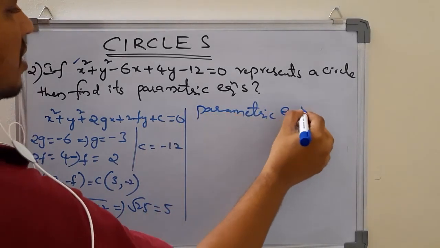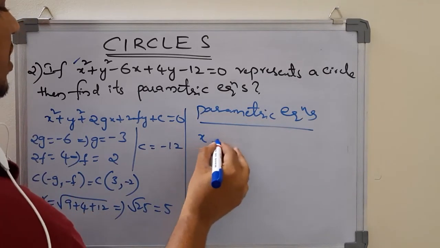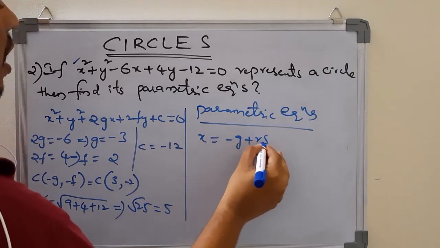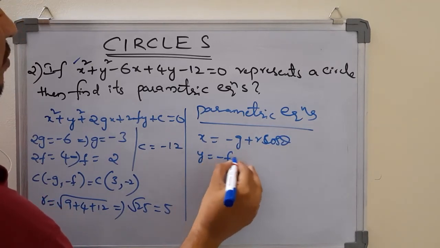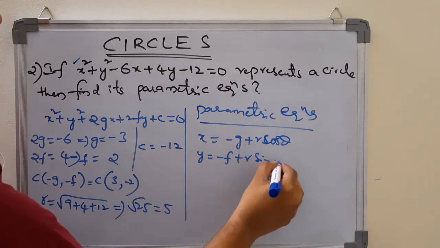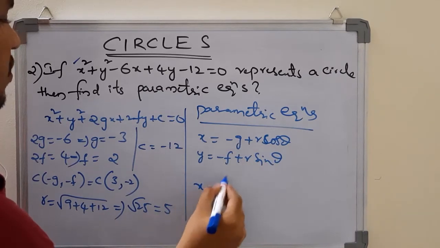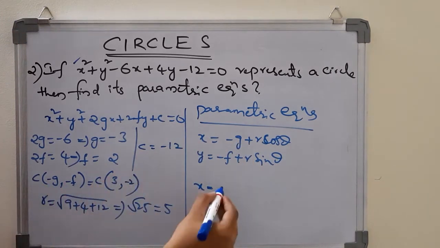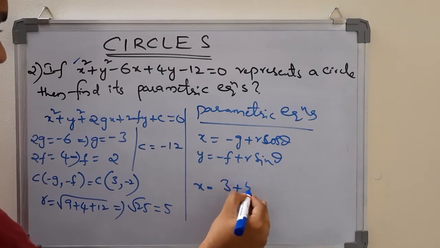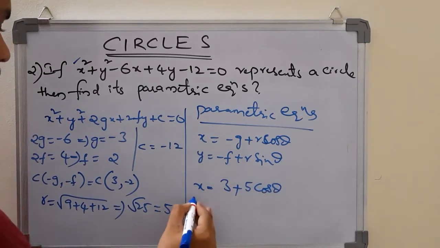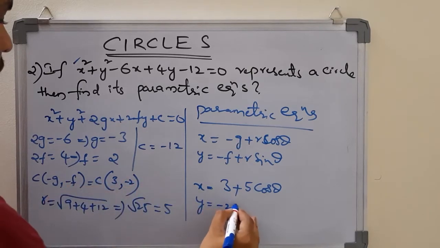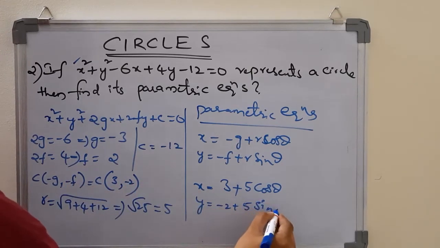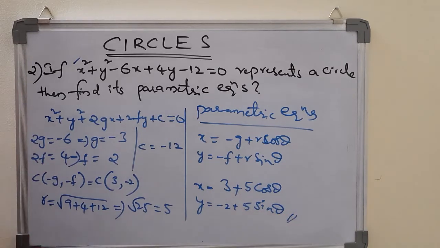Parametric equations are x equals minus g plus r cos theta, y equals minus f plus r sin theta. We know x equals minus g, whose value is 3, r value is 5 cos theta, y equals minus f, whose value is minus 2, plus 5 sin theta. These are the parametric equations of the given circle.